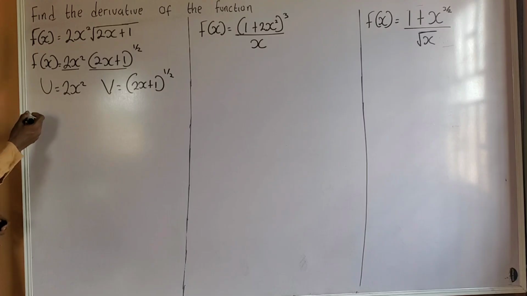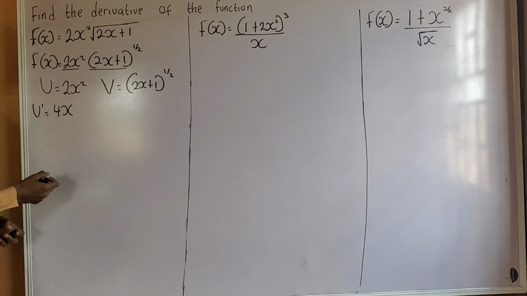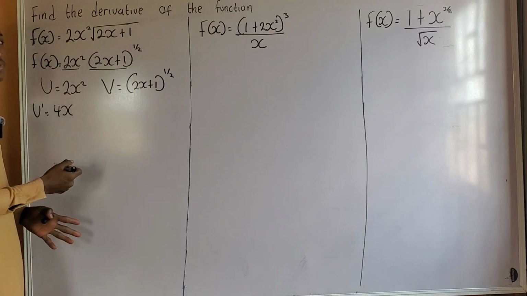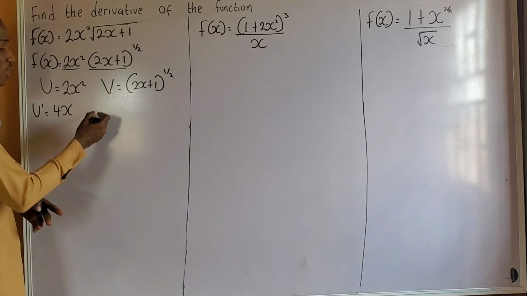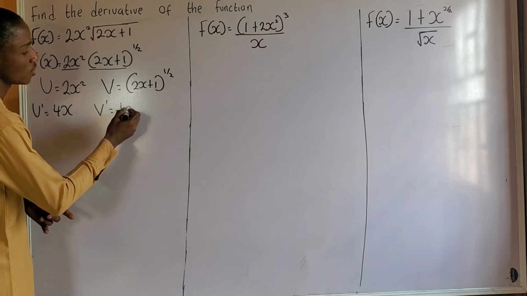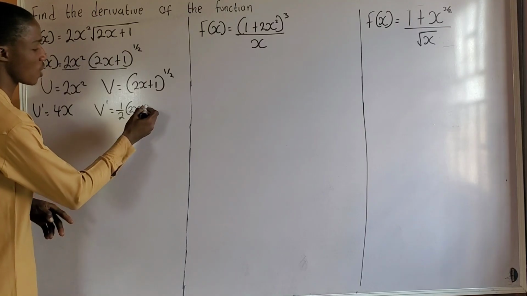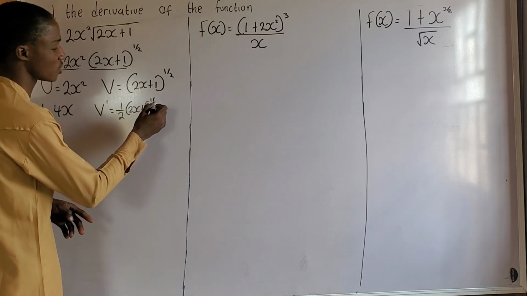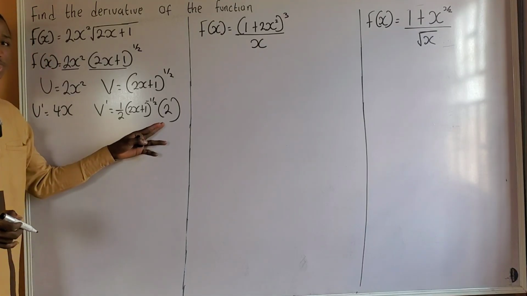So for this, I'm going to have derivative of u equals what? 4x. Are you getting it? Now, this is v. If I want to differentiate v using the chain rule, I'm going to have derivative of v equals 1 over 2 multiplied by 2x plus 1 raised to the power of negative 1 over 2 multiplied by 2. This will be the derivative using the chain rule.